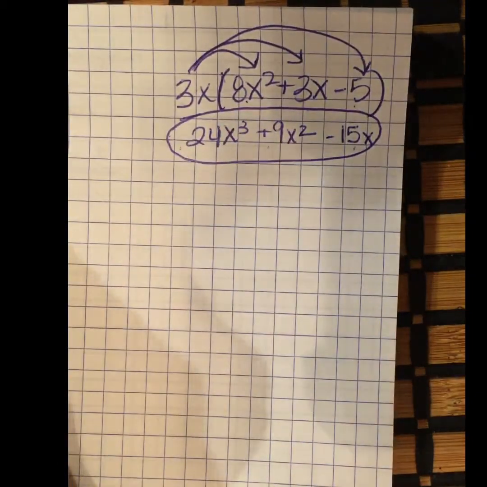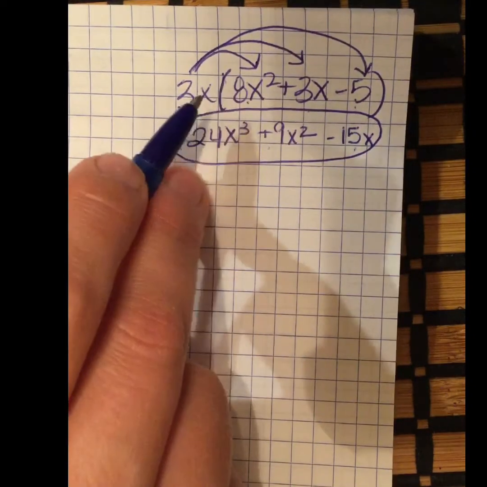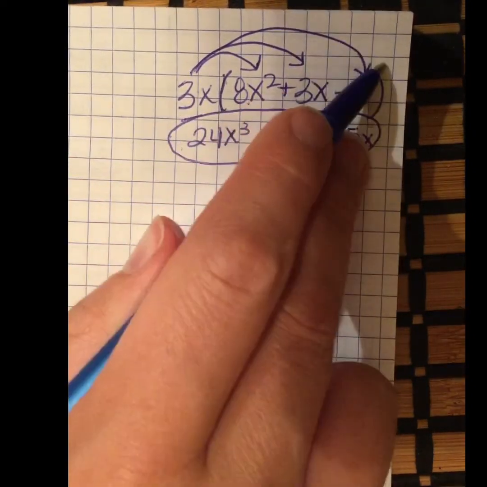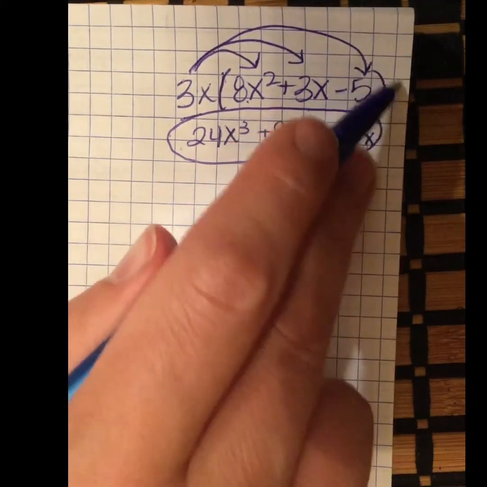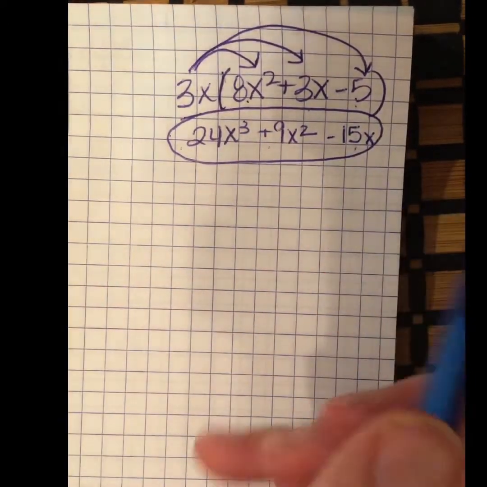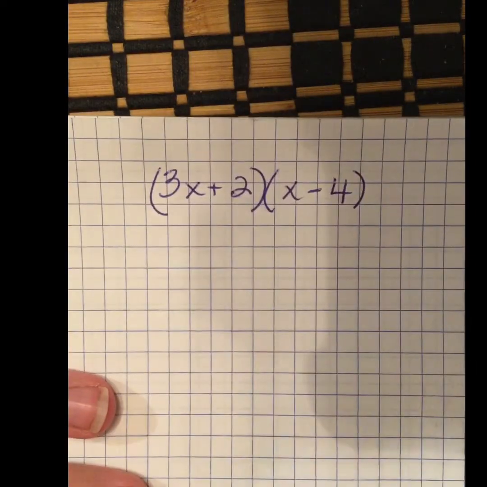If you ever want to check your answers, just pick a random number. It can be as easy as 1. Plug it in up here, write down what you get. Plug it in down here, write down what you get. They should always be the same. Just a little fact.